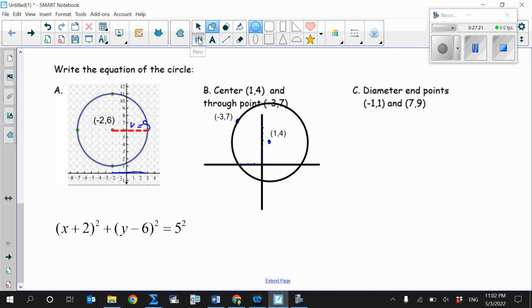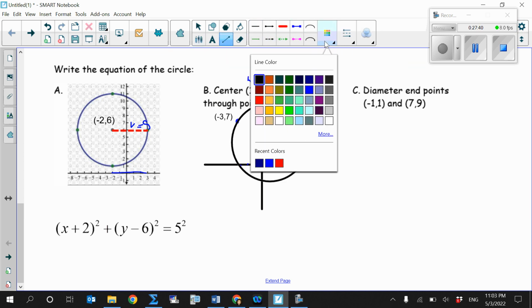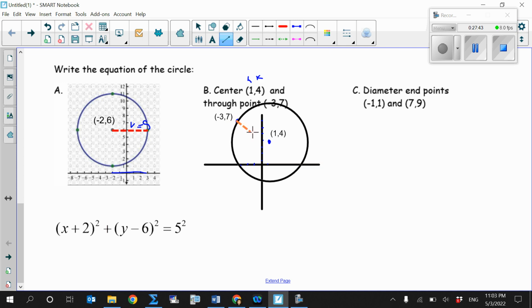Now, what do we need to know? We need to know the center, which is h and k, and that is already given. H and k are already given to us, 1 and 4. So we're good for the left side of the equation. We just need to find the radius. Now, what is the radius? That is the distance between the center and the perimeter, or this point which is on the perimeter. So if you find this distance, we will be able to find the radius. So how do I find this distance?